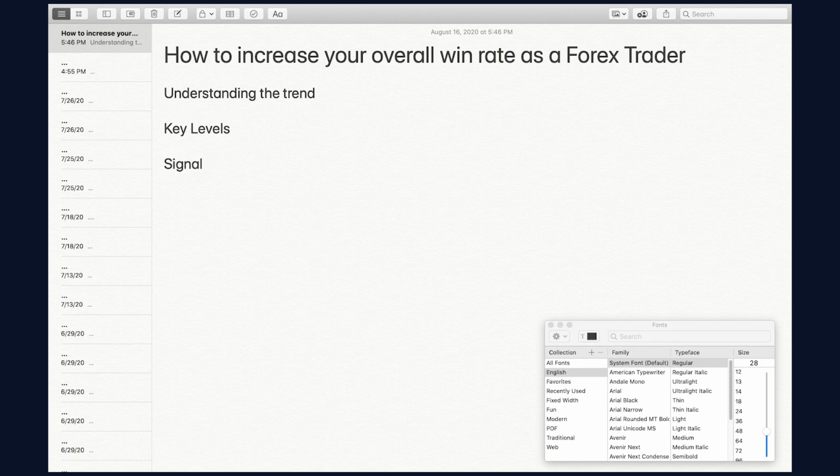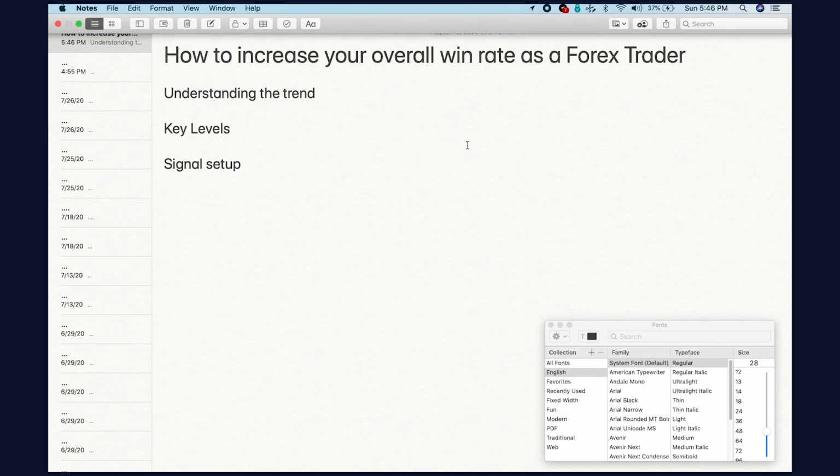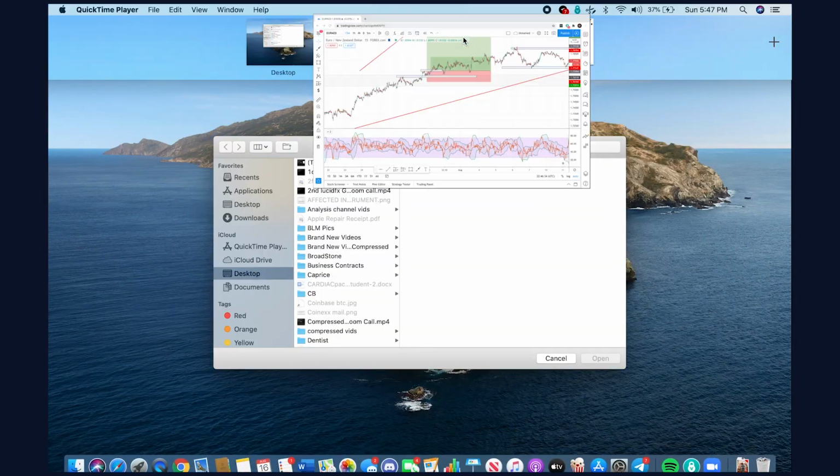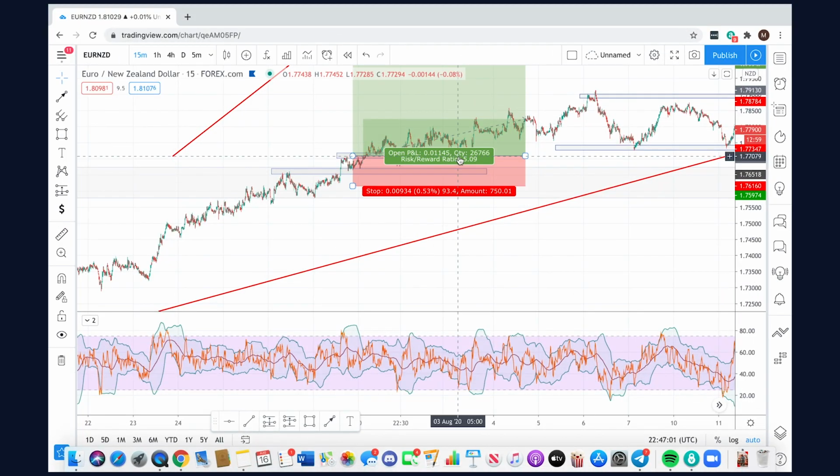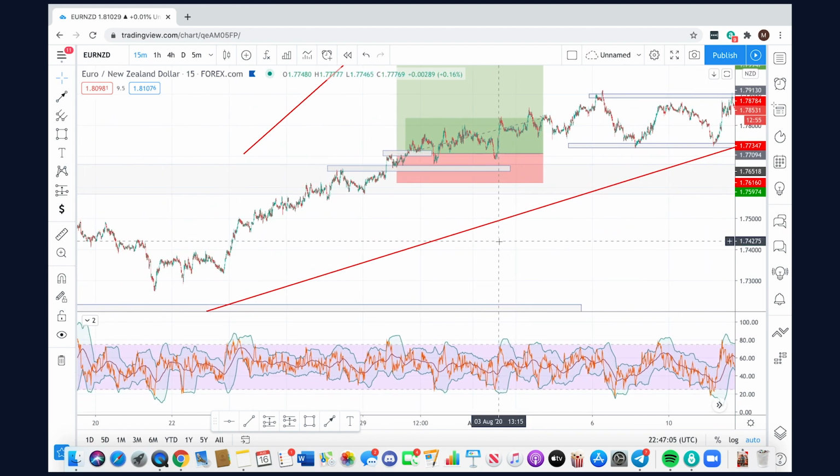Signal setup. What do I mean by signal setup? It's what you are looking for when price gets to that zone. What will tell you that now it's good to enter at that specific key level within that trend?